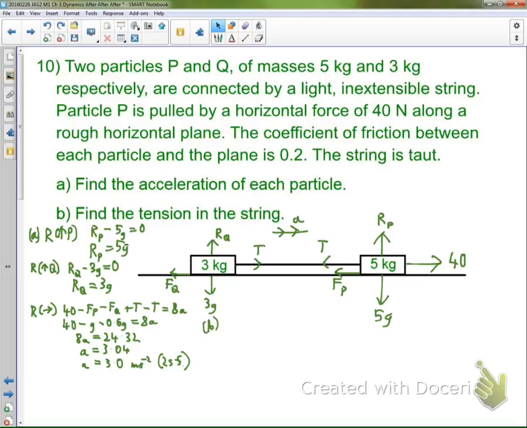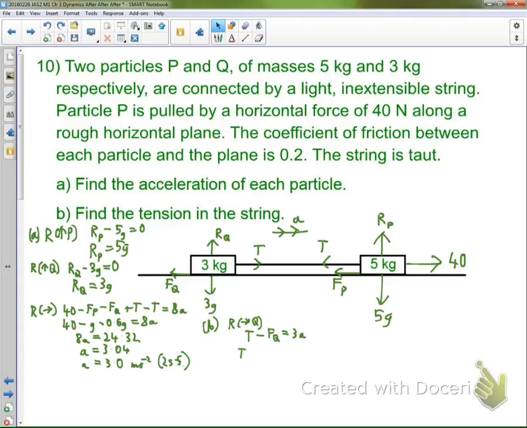Now for part B, we're asked to actually find the tension in the string. Now we could resolve forces around P, or we could resolve forces around Q, and we want to consider just that particle, whichever one we do. Now in this case I'm going to choose particle Q, so if I resolve horizontally for particle Q, we've got T minus FQ is equal to 3a.